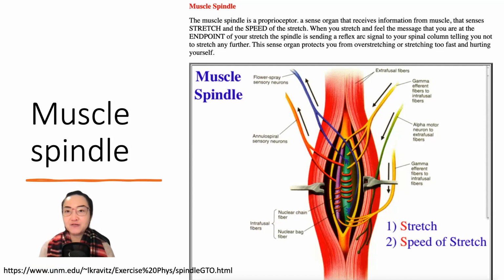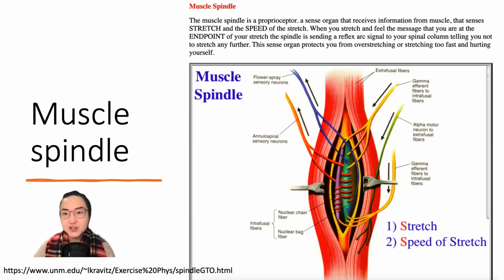When you stretch and feel the message that you are at the end point of your stretch, the spindle is sending a reflex arc signal to your spinal column, telling you not to stretch any further. The sense organ protects you from overstretching or stretching too fast and hurting yourself. That's the role of the muscle spindle: stretch and speed of stretch.